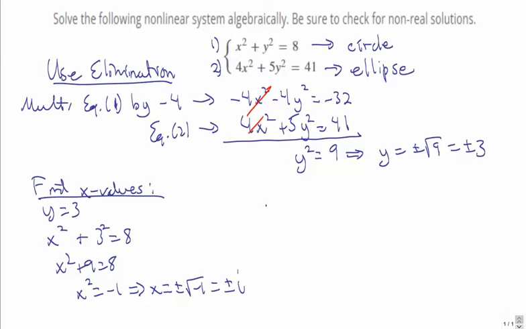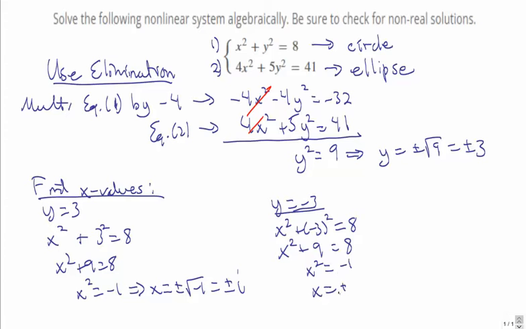But notice what happens if I let y be equal to negative 3. I get the exact same values, because x squared plus negative 3 squared equals 8 gives me the same solutions for x, because negative 3 squared is also positive 9. So x squared is negative 1, and x is again plus or minus the square root of negative 1, or plus or minus i. So if y is 3 or negative 3, x is going to be i or negative i. It can be any one of those things.